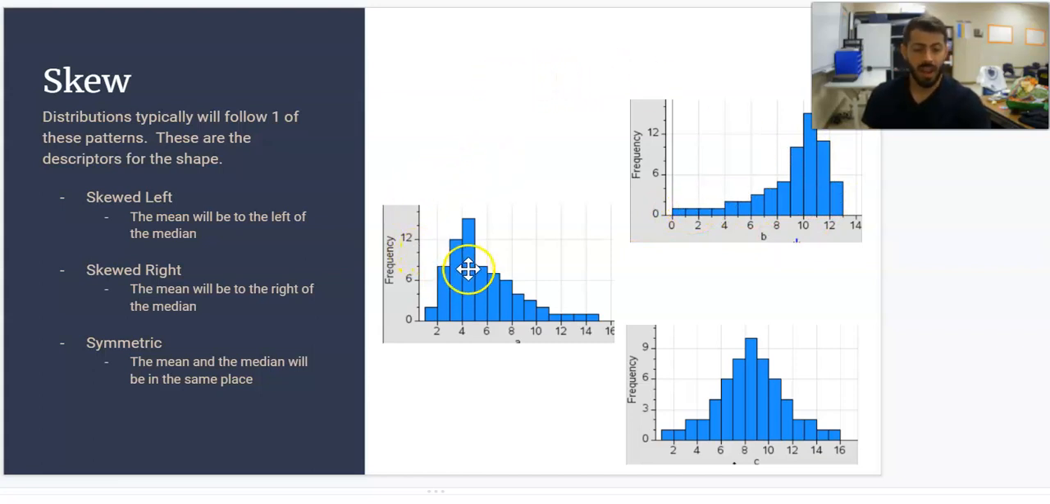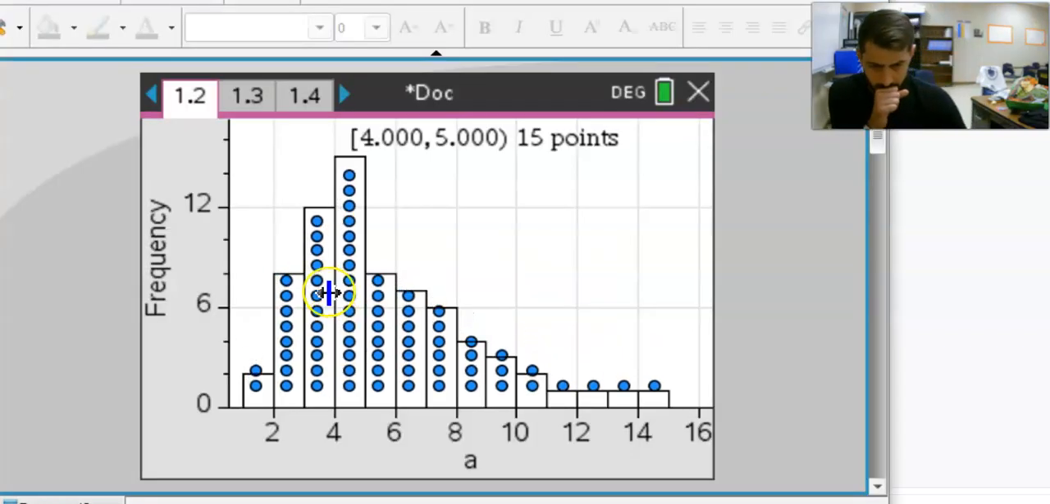Likewise, something that is skewed right is where the tail goes off to the right-hand side, and something that is symmetric doesn't have a skew either way. It can be this shape, or any other shape that's symmetric. This is the most common, but it'll look something like this.